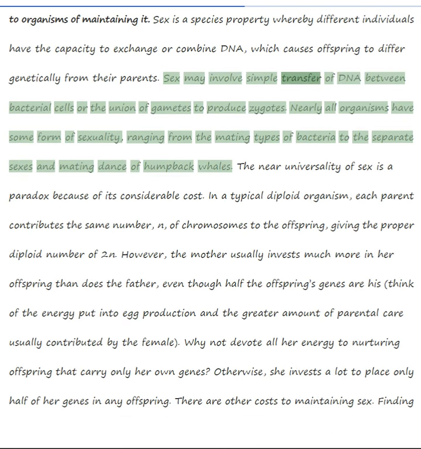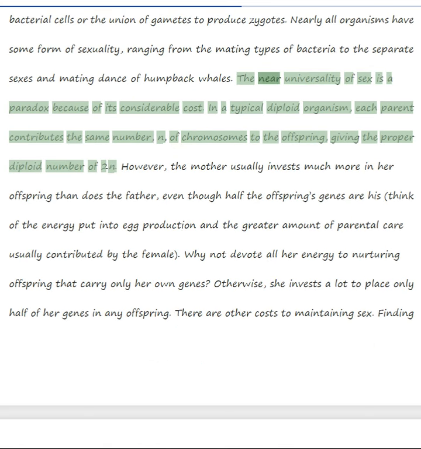Sex may involve simple transfer of DNA between bacterial cells or the union of gametes to produce zygotes. Nearly all organisms have some form of sexuality, ranging from the mating types of bacteria to the separate sexes and mating dance of humpback whales. The near universality of sex is a paradox because of its considerable cost.